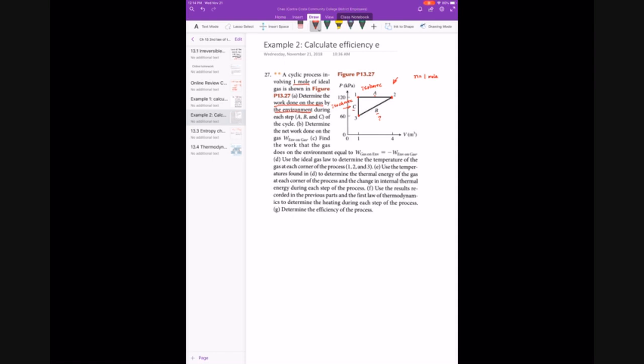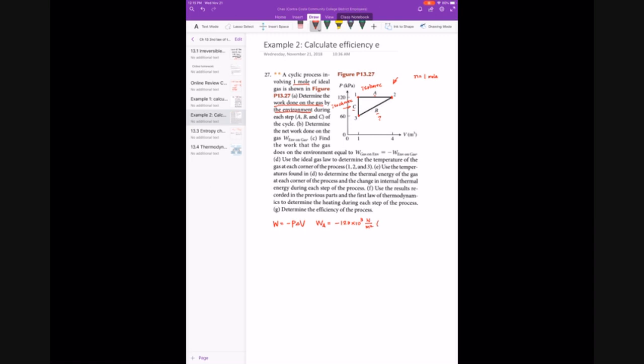Now, to calculate the work done, you're going to look at the P times change of V. Because you are looking at the situation where you define the work done by the environment on the gas, the work is going to be negative P times change of V. So for example, if I wanted to look at path A, the pressure is isobaric, negative 120 kPascal, where k represents 10 to the third, Pascal, which is Newton divided by meter squared.